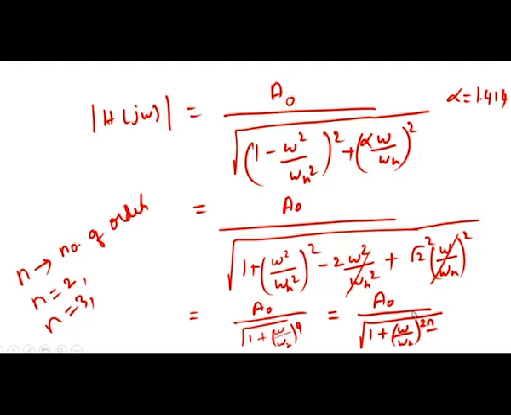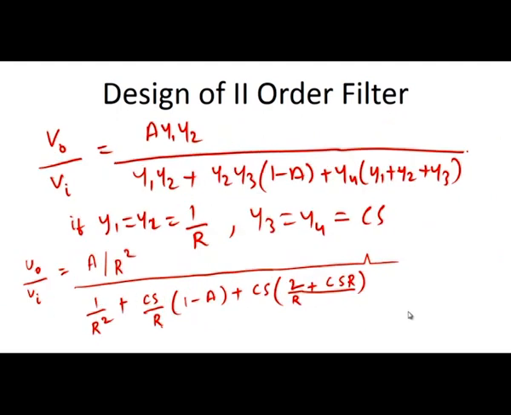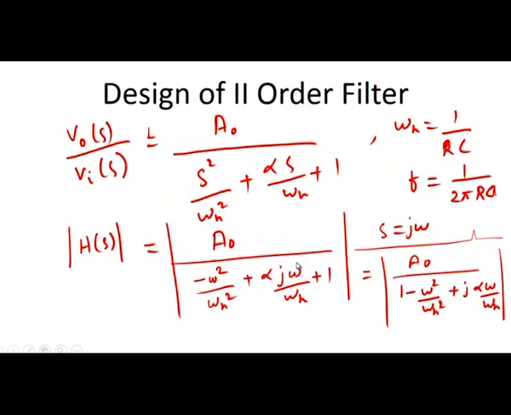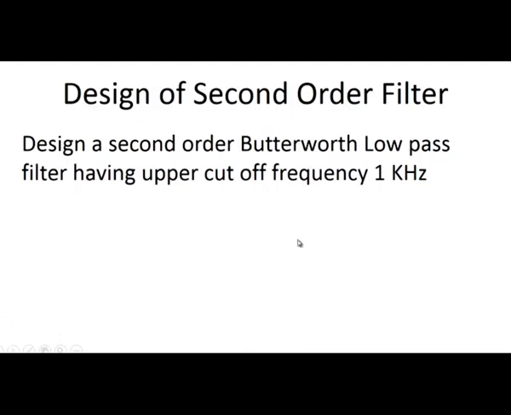And if you want to calculate the transfer function of the second order high pass filter, what you have to do is, in the general transfer function of the second order filter, replace Y1 and Y2 with Cs and Y3 and Y4 with 1 by R. Just replace the passive component terms, calculate V naught by Vi and put s equal to j omega, and finally you will get the equation we are going to discuss now.